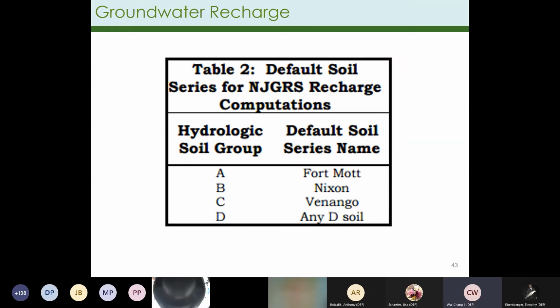And as we talked about in the soil testing presentation, we mentioned that there's a default method for the soil series that you use in the recharge spreadsheet. And here's the table again.